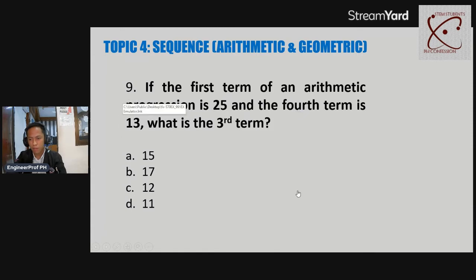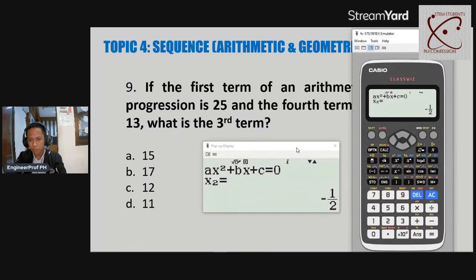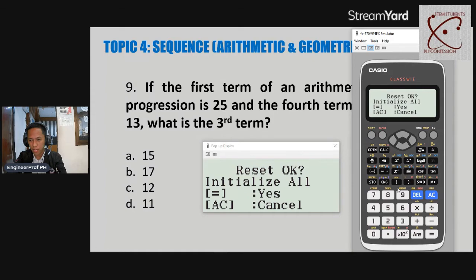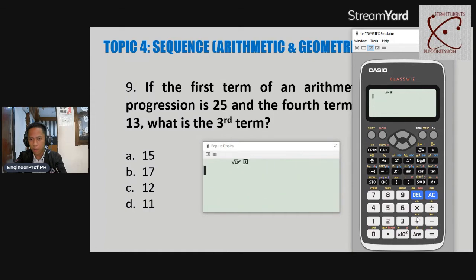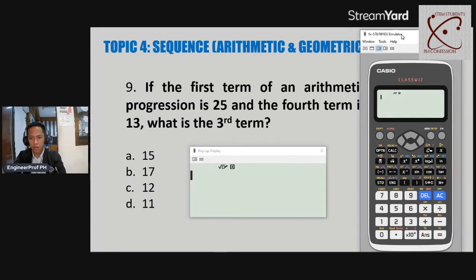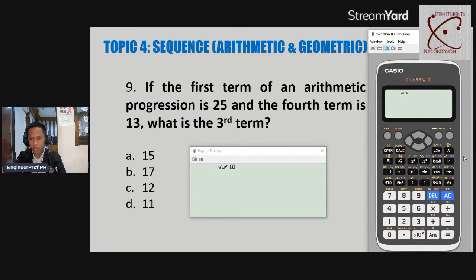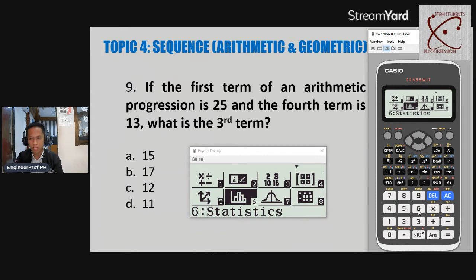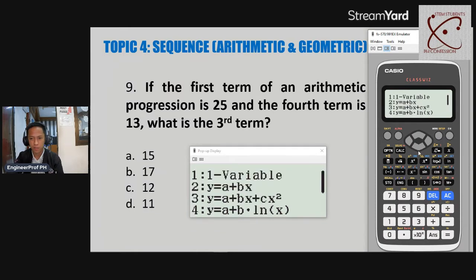Okay? So for this problem number 9, we have if the first term of an arithmetic progression is 25 and the fourth term is 13, what is the third term? Okay, so open natin si calculator. Ayan. So clear natin yung data. Clear natin. Clear. Shift 9 reset, clear all. Okay. So dito, kapag ang sinusolve natin is arithmetic progression, so punta tayo ng menu, then i-navigate natin si statistics. Okay, punta tayo ng statistics. So that is 6. Okay, 6.